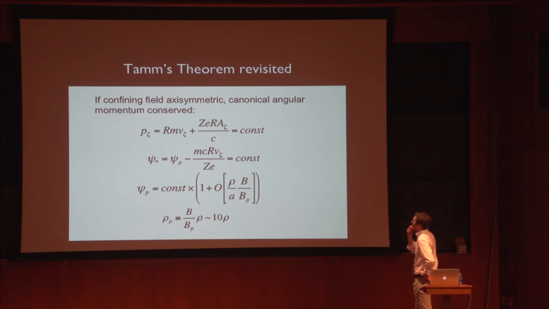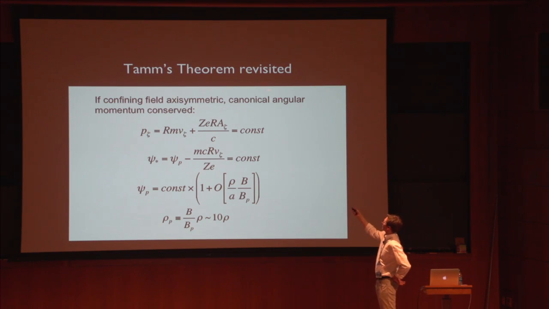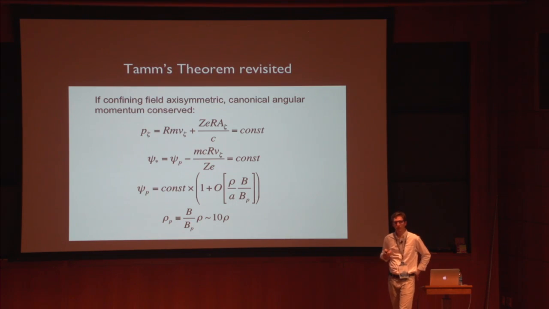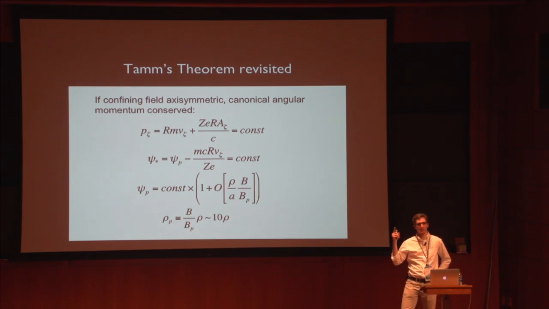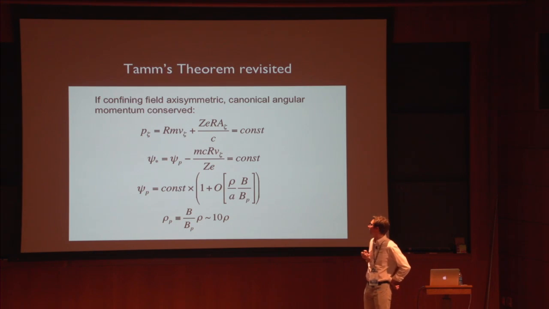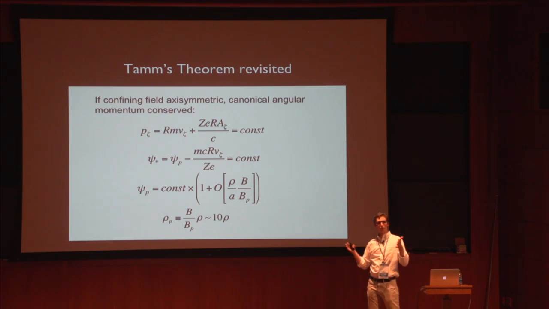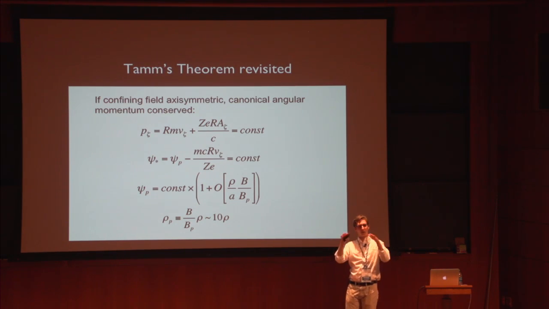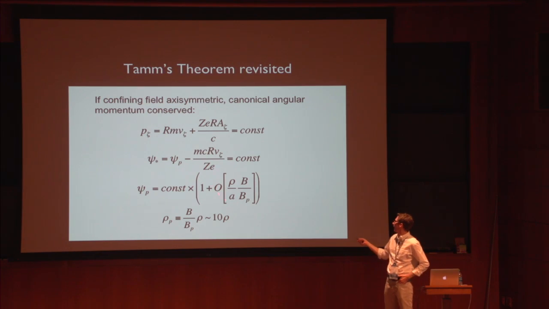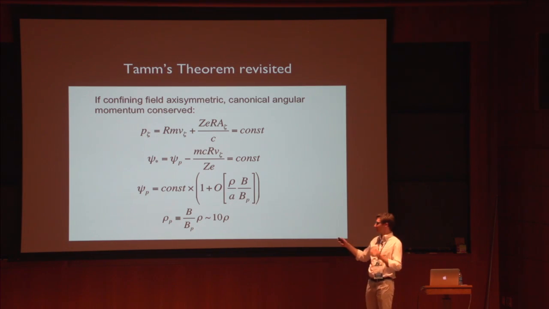Okay? So last time, I described something called Tam's theorem, where we said that if you have a degree of symmetry or an axis of symmetry in the system, then you'll have a conserved quantity, and the existence of this conserved quantity ended up leading us to believe that particles will stay pretty much on a given flux surface, which is mapped out by a single magnetic field line, except there's some correction. And of course, that correction is small, so I just threw it away and said particles stay on the flux surface.